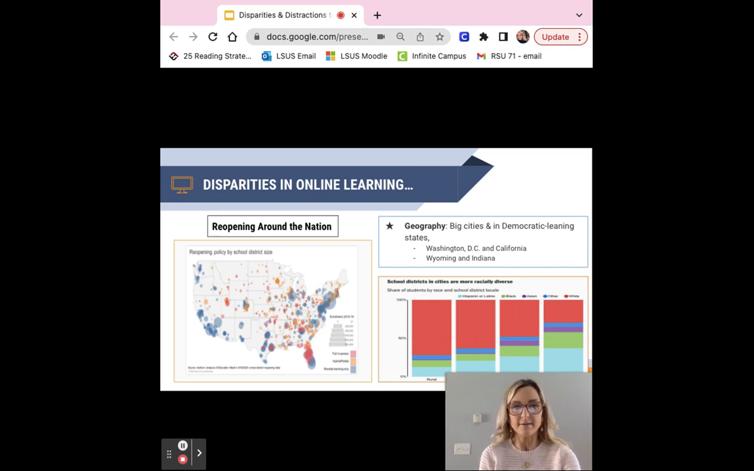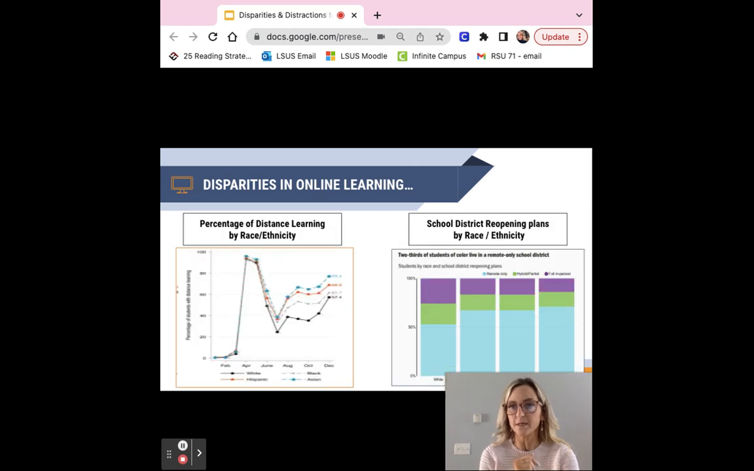Then I also have a chart over here for you. If you look closely, hopefully you'll get a chance to go back and look at this, but it identifies rural, town, suburb, and city by race percentage. The reason I did this is I wanted to connect the two. Not surprisingly, then, students of color are also likely to live in city school districts, which are more likely to be online compared to their white counterparts.